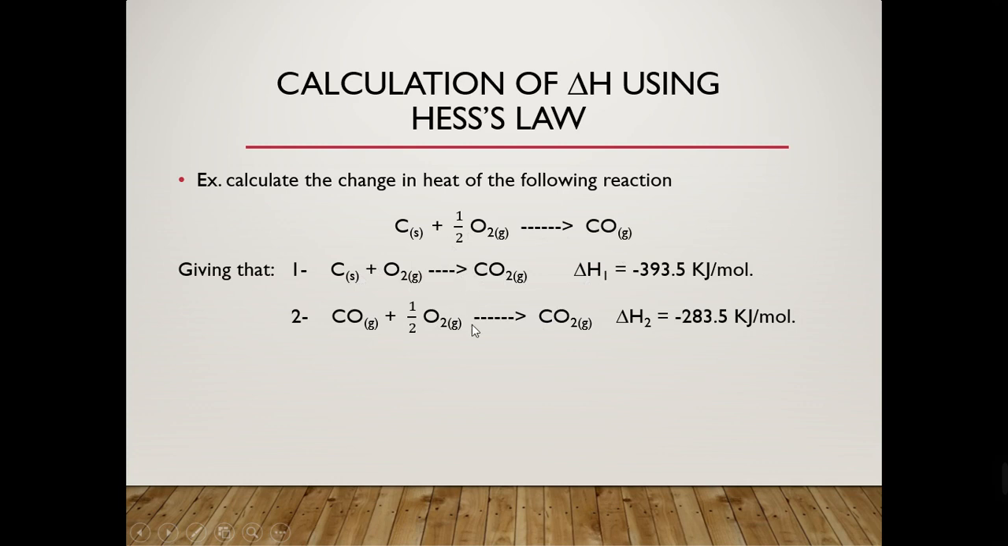Each reaction contains its own delta H. The first reaction, the delta H equals negative 393.5 kilojoule per mole. The second reaction, the delta H equals negative 283.5 kilojoule per mole. How can we calculate the delta H of the main reaction here?